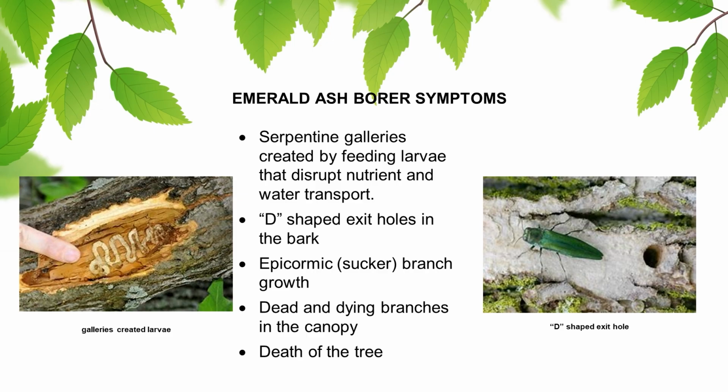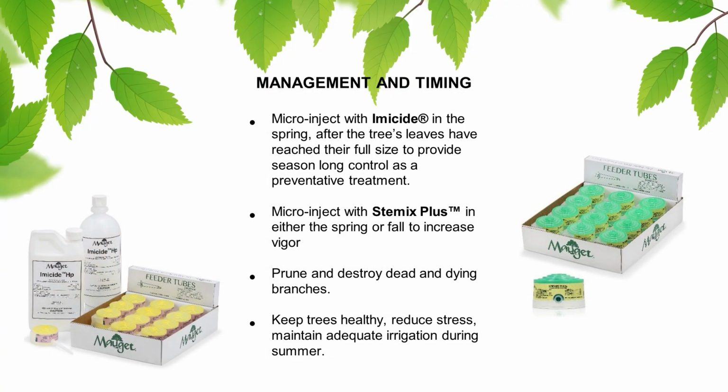Epicormic sucker branch growth is common in trees infested with emerald ash borers. Dead and dying branches in the canopy, followed by eventual death of the tree, will occur without an effective management program. Management and timing. Emerald ash borer can be managed by microinjecting Imicide in the spring after the ash leaves have reached their full size to provide season-long control as a preventative treatment.